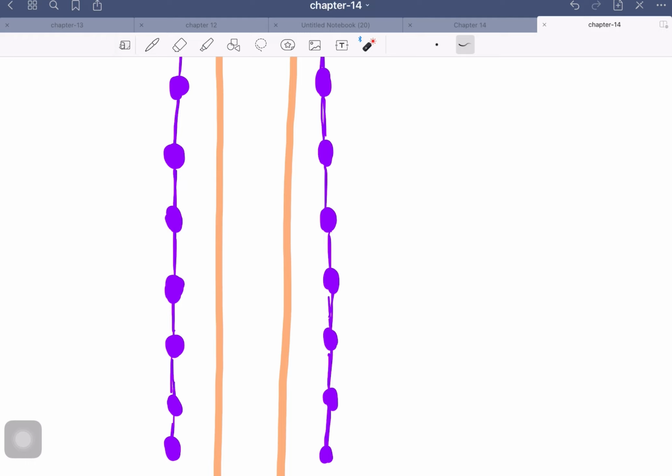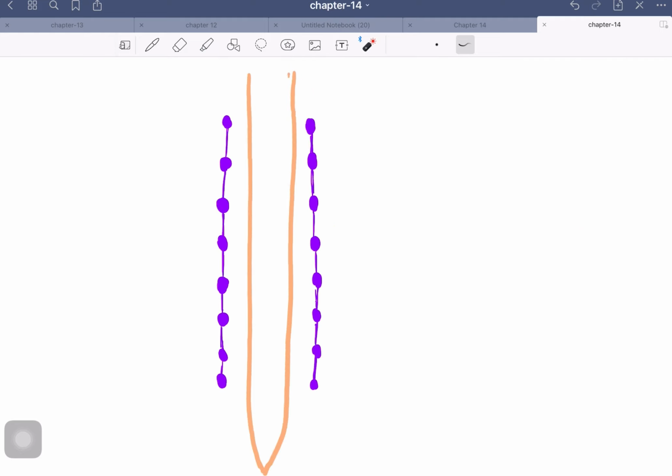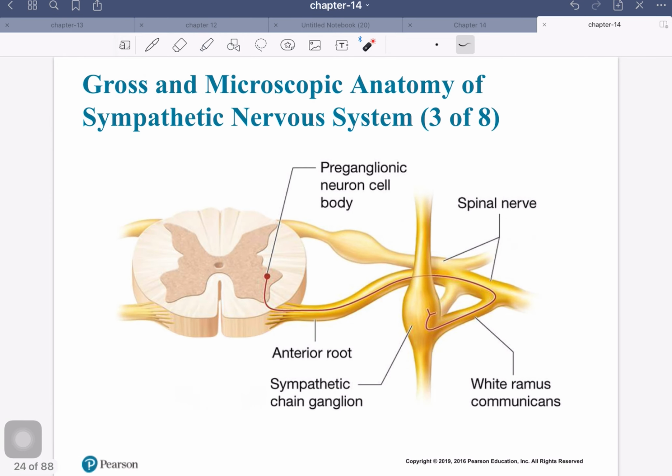But then there's another group we're going to see, where the presynaptic neurons come in, they enter the chain, but they don't synapse anywhere in the chain. They pass through, but they will have a specific ganglion later on where they will synapse to form their postsynaptic ganglia. So let's talk a bit more about this.